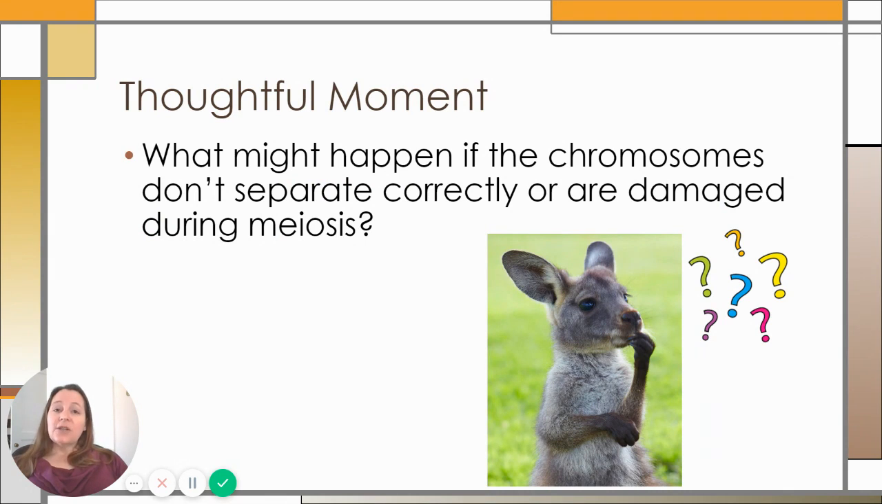So I have another discussion question. Pause the video and scroll down to the next discussion question, which asks: what might happen if the chromosomes don't separate correctly or are damaged during meiosis? So pause and go answer that.